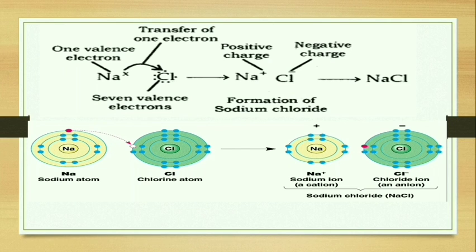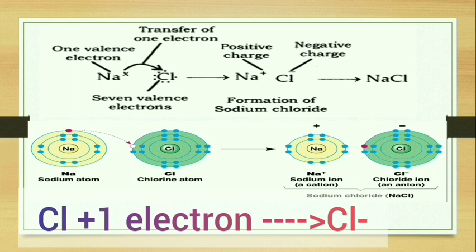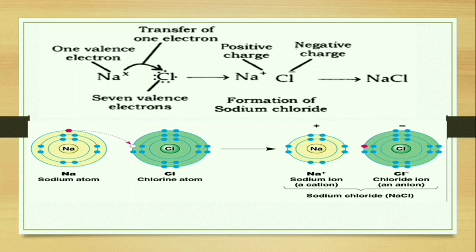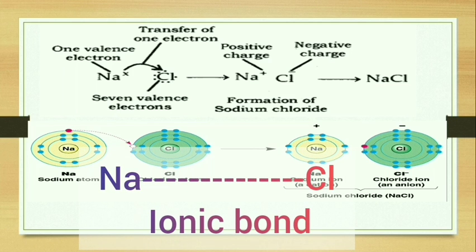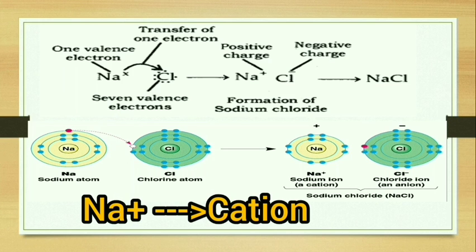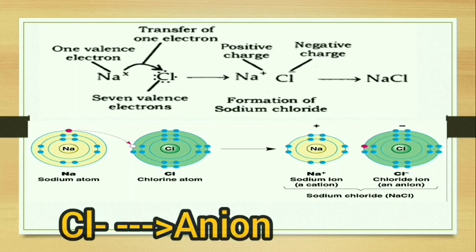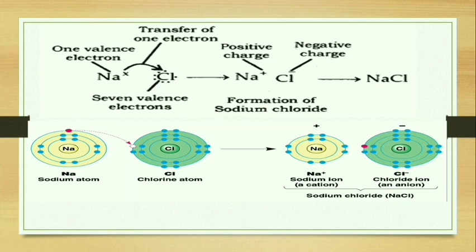Now, the sodium atom has one extra electron, whereas the chlorine atom requires one electron to complete its octet. So the sodium atom will lose its one electron and the chlorine non-metal will gain one electron. And due to this losing and gaining, they will form an ionic bond between Na and Cl. By losing one electron, the sodium atom forms Na+, which is a cation, and chlorine by gaining one electron forms a negatively charged anion. And this is the formation of sodium chloride.